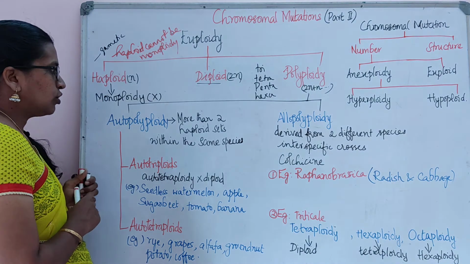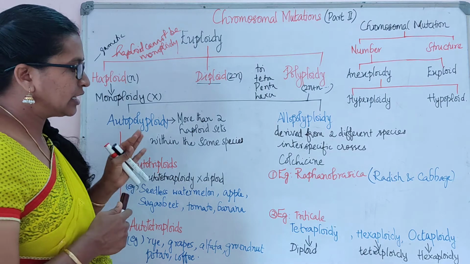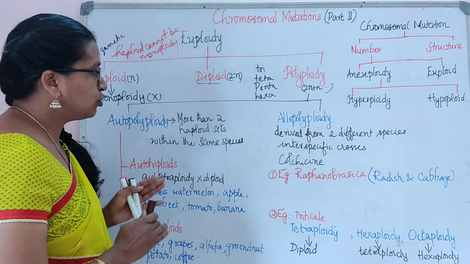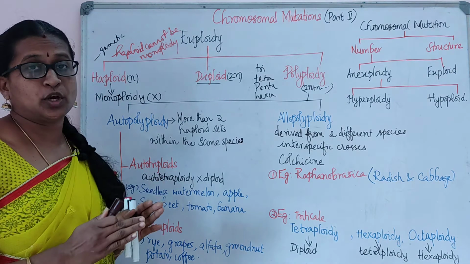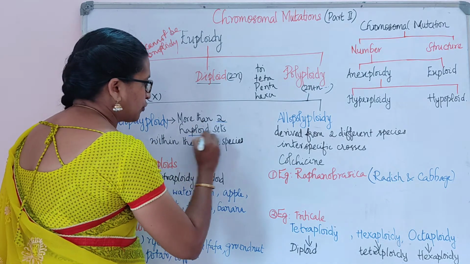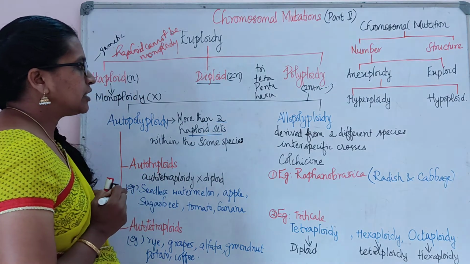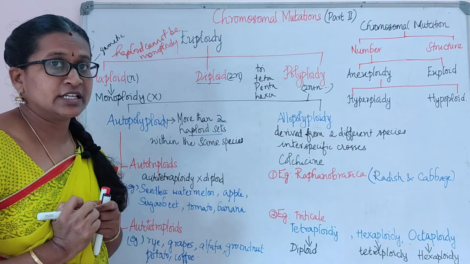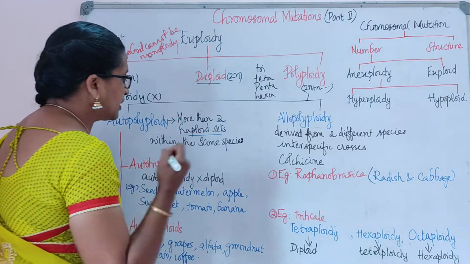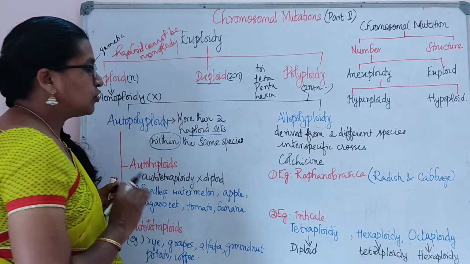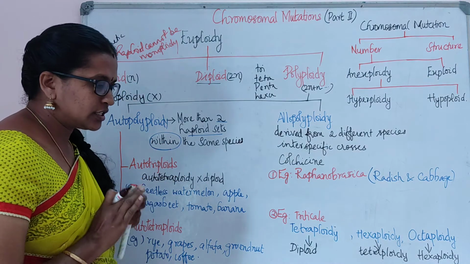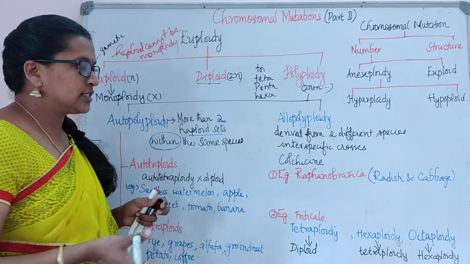So it is auto. So here in autopolyploidy, there will be more than two haploid sets of chromosomes. More than two haploid sets of chromosomes can be induced or increased using this ploidy, but the very important point here is, within the species there is no crossing of other species. Within the same species this happens. So haploid sets are derived.